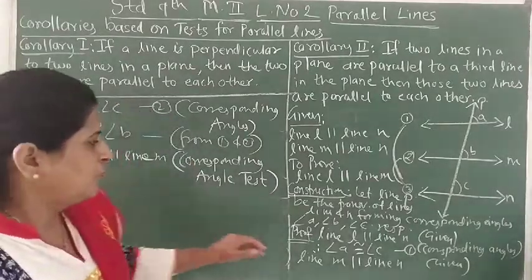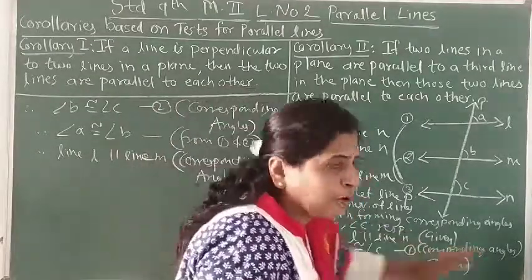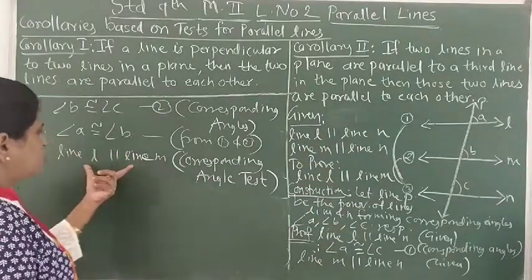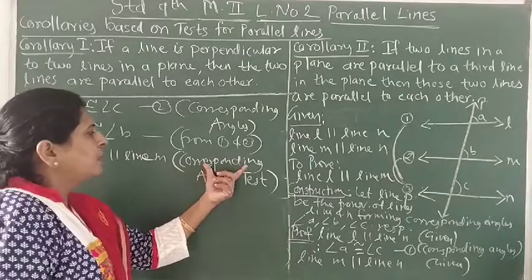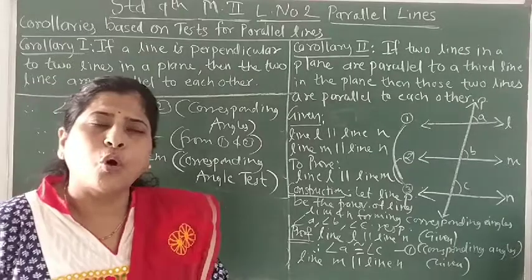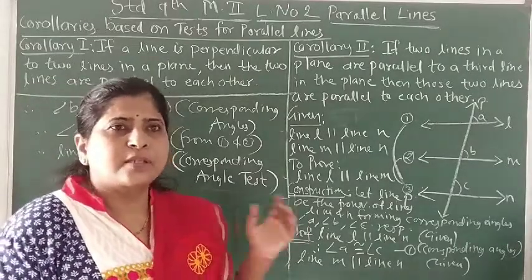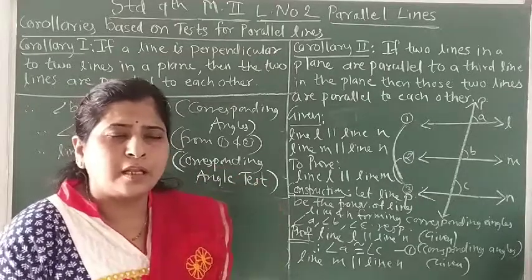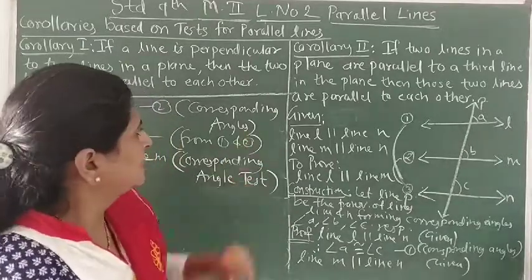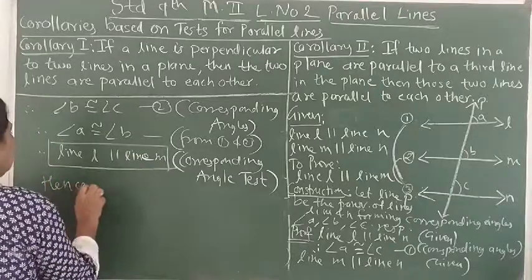When these two lines were given parallel, we showed these two angles are congruent because they are corresponding angles. And where we have two corresponding angles congruent, we showed the lines are parallel using the corresponding angle test. These are very minute things, but if students go wrong, you can lose marks. Please do not lose marks because of some misconception, misunderstanding, or writing incorrectly. So we have proved this statement, and hence the given statement is proved.